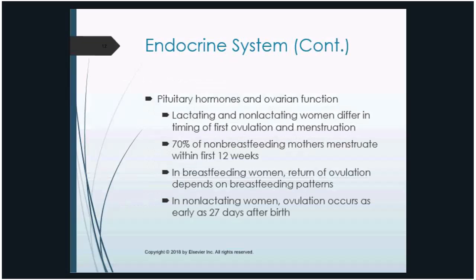The pituitary hormones and the ovarian function. So the lactating and non-lactating woman will differ in timing of the first ovulation and menstruation. 70% of non-breastfeeding women will start to menstruate about 12 weeks after birth. And if breastfeeding, the return to ovulation depends on their breastfeeding patterns. In non-lactating women, ovulation can occur as early as 27 days after birth.